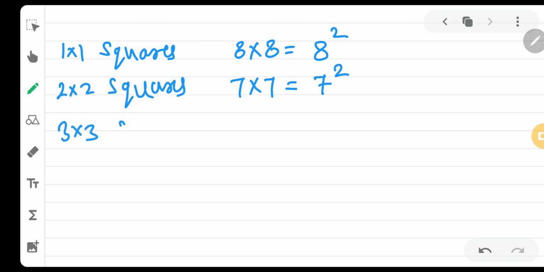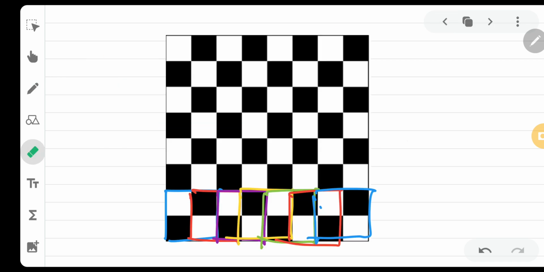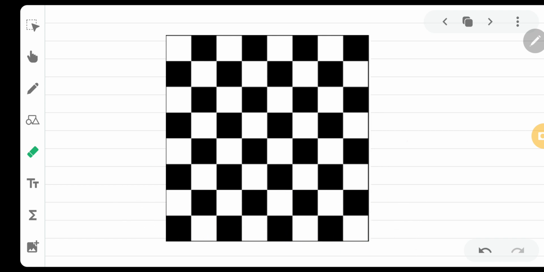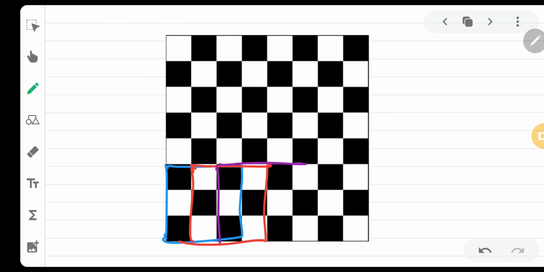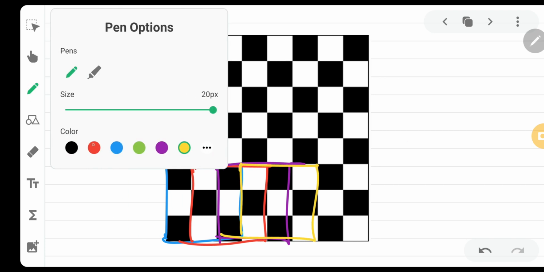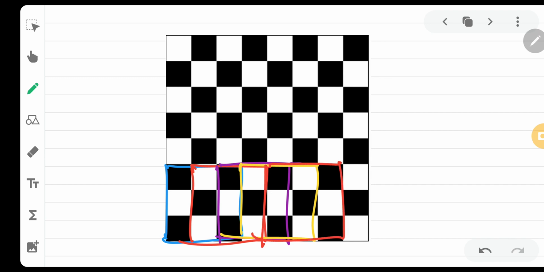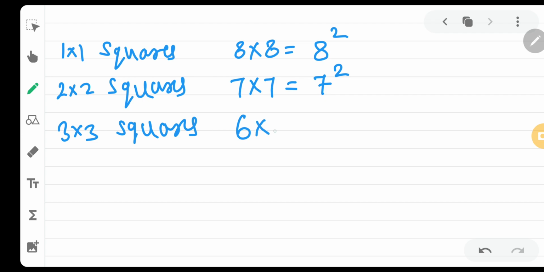Okay, now 3x3 squares. How many are there? So let me think and try to find that out. 3x3, naturally, is this particular square, that is 1, then this one, that is 2, and then this one, that is 3, then this one, that is 4, and then this one, that is 5, and the last one is 6. So 6 horizontal squares I got. Naturally, 6 vertical squares I will get. So 6 into 6 is 6 square. I think you are getting the pattern, right?